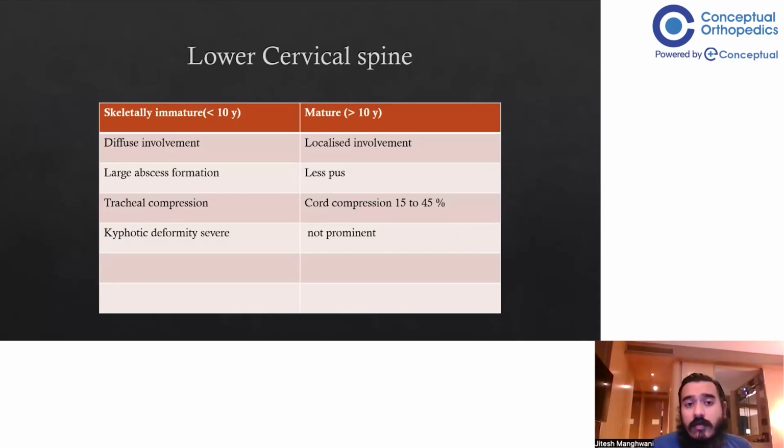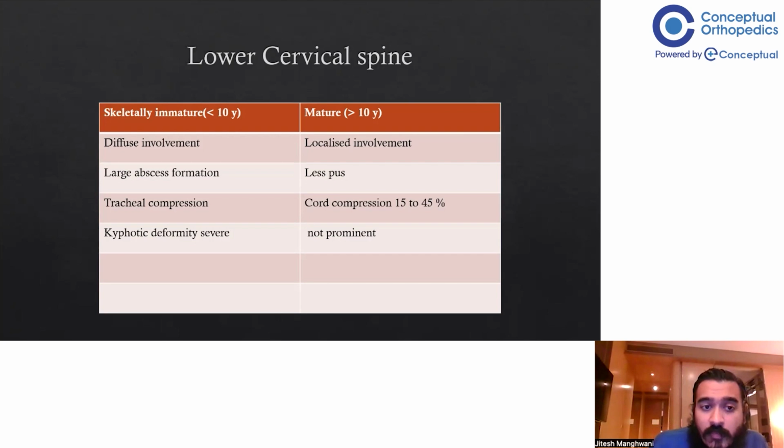So the lower cervical spine, the involvement would be different in a skeletally immature versus a mature patient. Less than 10 years would be skeletally immature, more than 10 is skeletally mature. Generally it is seen that in the skeletally immature cases, there is a diffuse involvement. However, in mature patients, there is a localized involvement.